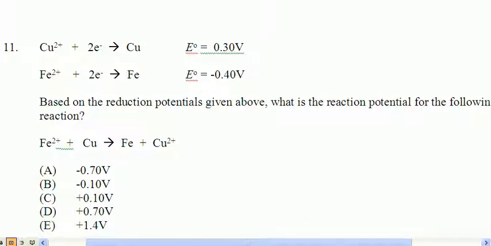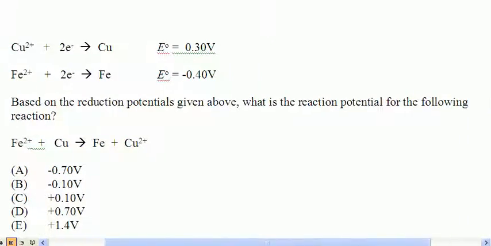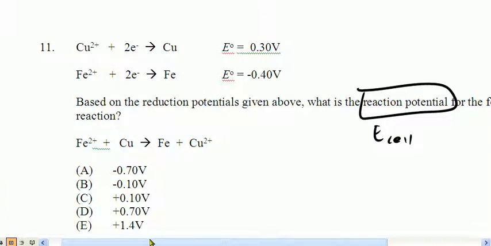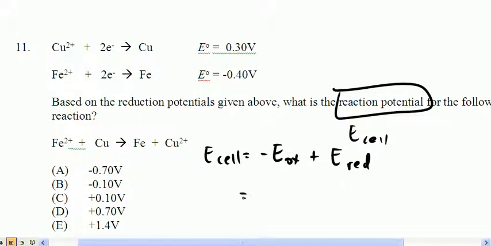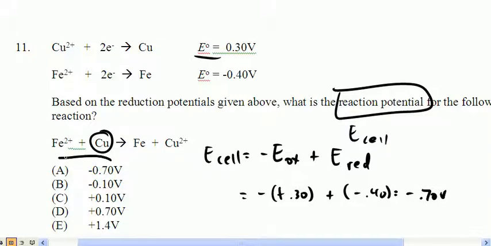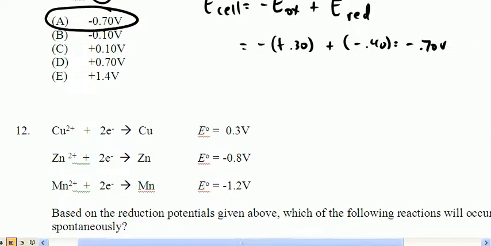In this problem here, based on the reduction potentials above, what is the reaction potential? This is the same thing as E cell for the following reaction. So we see that E cell equals negative E ox plus E reduced. So who is oxidized? Cu is oxidized, so negative, positive 0.30 plus negative 0.40 equals negative 0.70 volts. So the answer is A. In the key, I actually chose B because I made a mistake, but the actual answer is A.